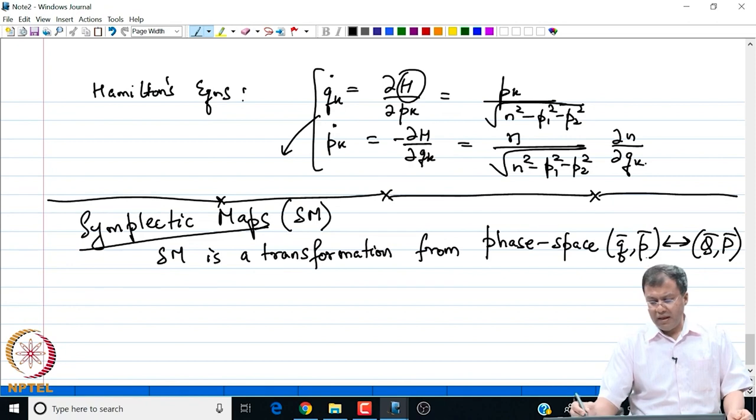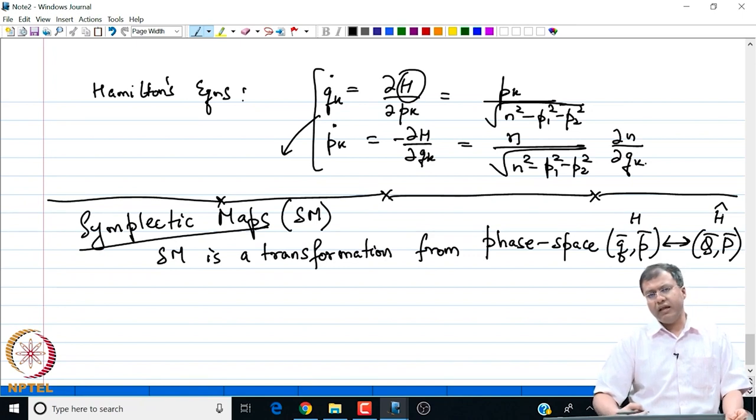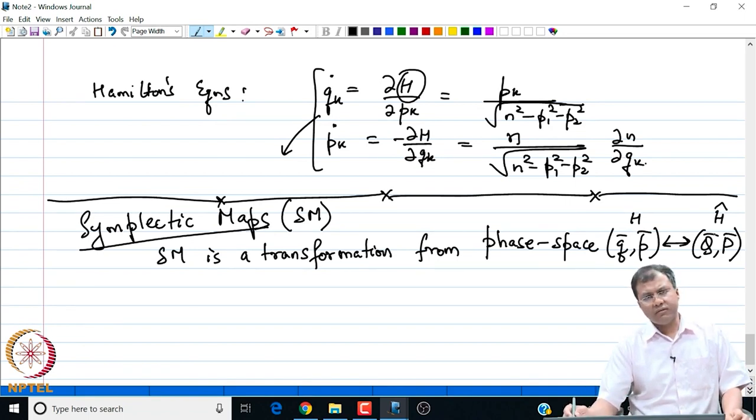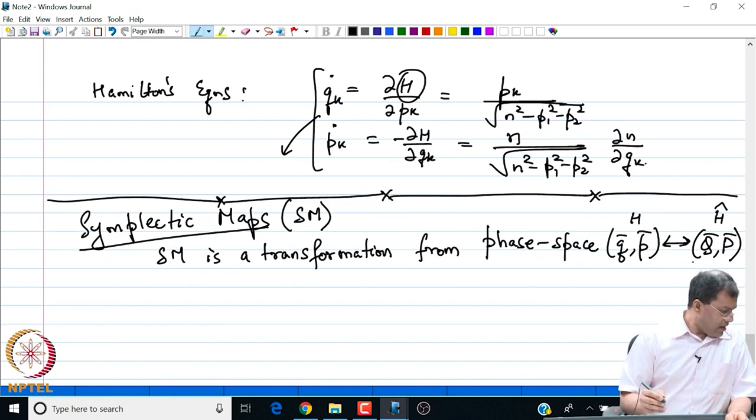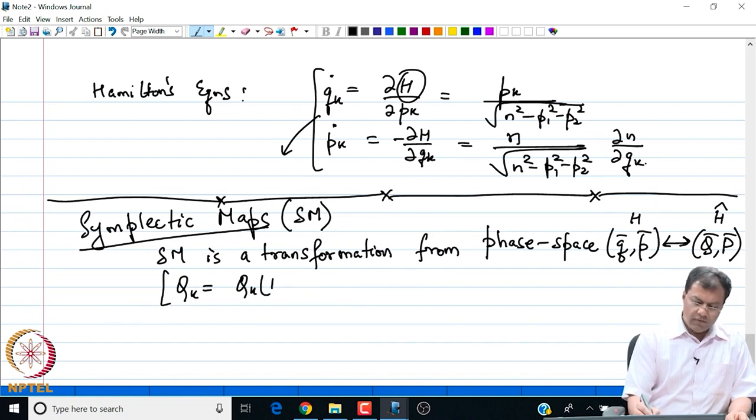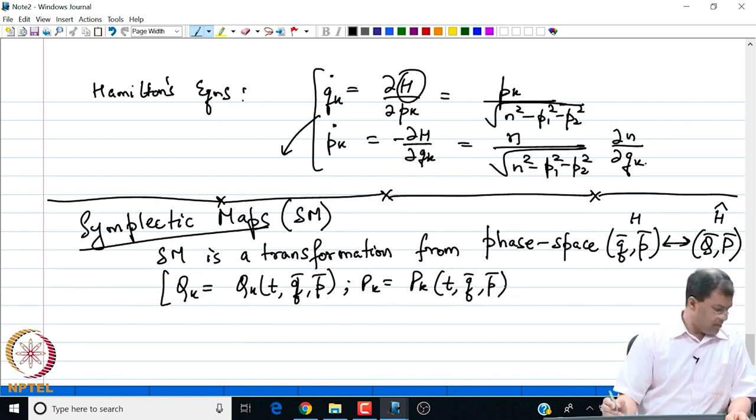And of course, the Hamiltonian in this space is H and the Hamiltonian in the new space is H hat, not necessarily functionally equivalent. But the idea is we are reducing a Hamiltonian which is far more complicated to a Hamiltonian which is simpler. So, let SM be the transformation from one phase space to the other, defined by the following relation. q_k is q_k of t, Q, P, and p_k is p_k of t, Q, P. So, this is my map.